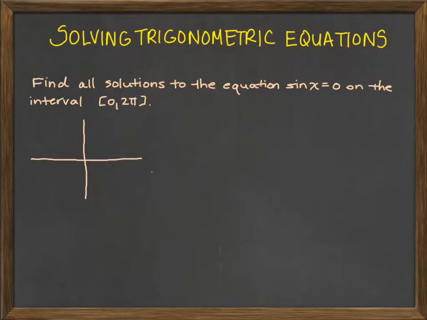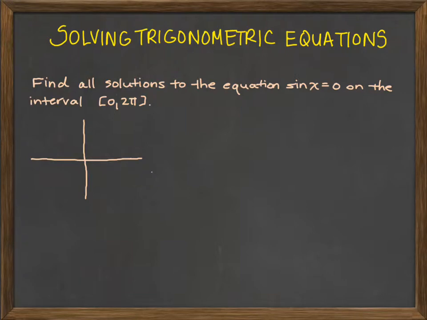In section 5.3, we are going to be dealing with this new concept of solving trigonometric equations. And so in this video, we're just going to do a lot of examples of what that means. So for this first example, we are asked to find all solutions to the equation sine of x equals 0 on the given interval 0 to 2 pi.